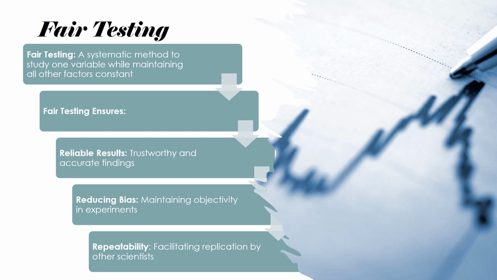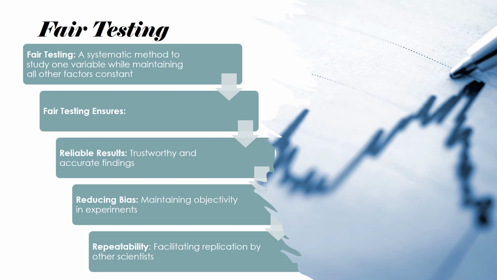We might expose one group of plants to full sunlight, another to partial sunlight, and a third to shade. 3. Collect data. We carefully measure and record the growth of each group of plants over time. 4. Analyze the results. By the end of our experiment, we can confidently say whether the amount of sunlight had a significant impact on plant growth, because we've controlled for all other factors.